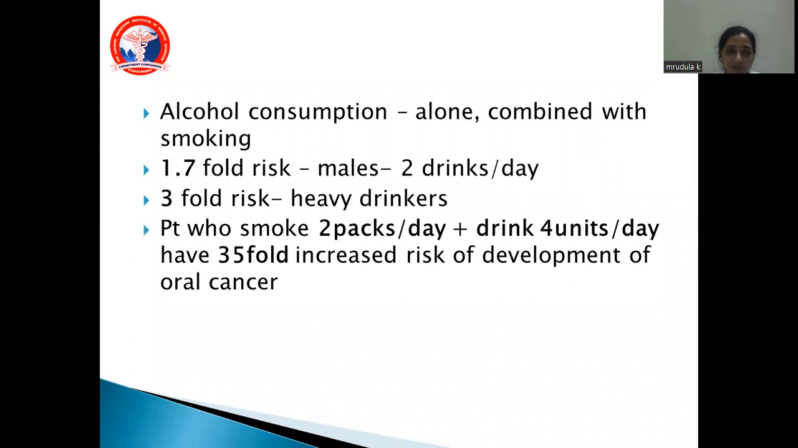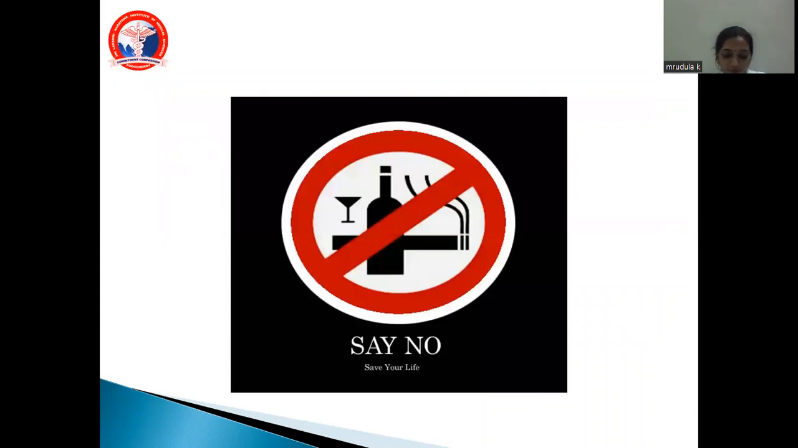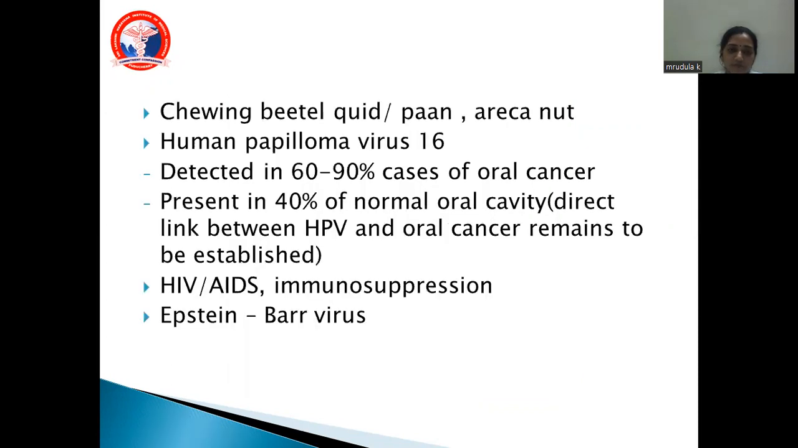Alcohol consumption alone or combined with smoking is a risk factor for development of carcinoma tongue. There is a 1.7-fold risk of developing cancer in males who have 2 drinks per day, and 3-fold risk in heavy drinkers. Patients who smoke 2 packs per day and drink 4 units of alcohol have a 35-fold increased risk of developing oral carcinoma. So whenever we are advising patients, we have to advise them to quit smoking and alcohol as a preventive step to decrease the incidence of oral cancer.